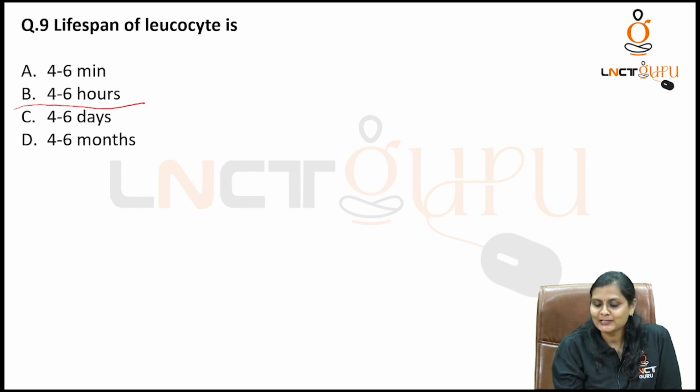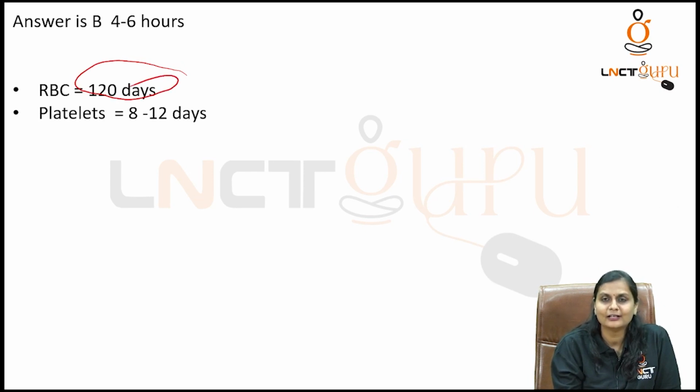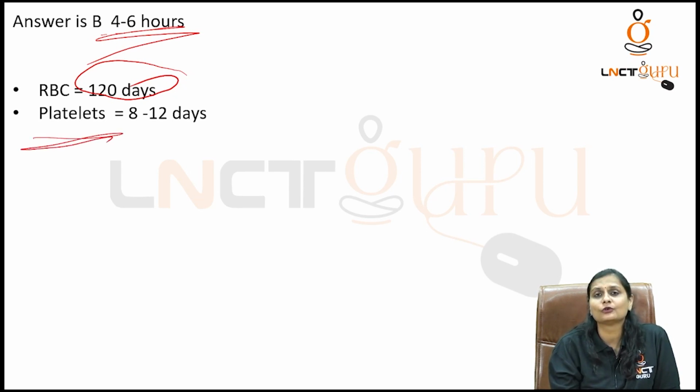Okay, what do most students think? Lifespan of RBC will come. The lifespan of RBC, I think most of the students know, is 120 days. The lifespan of leukocytes or WBCs is given in very few books, and it is not generally referred to. So here is a trick: it is 4 to 6 hours. For the platelets also you should know the lifespan. It is 8 to 12 days in circulation.